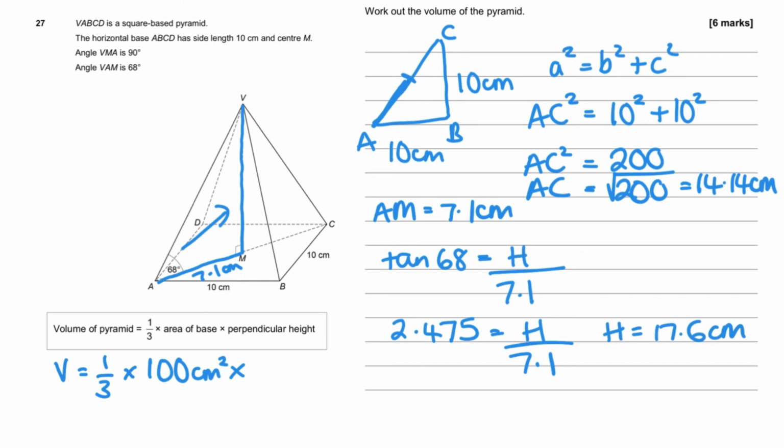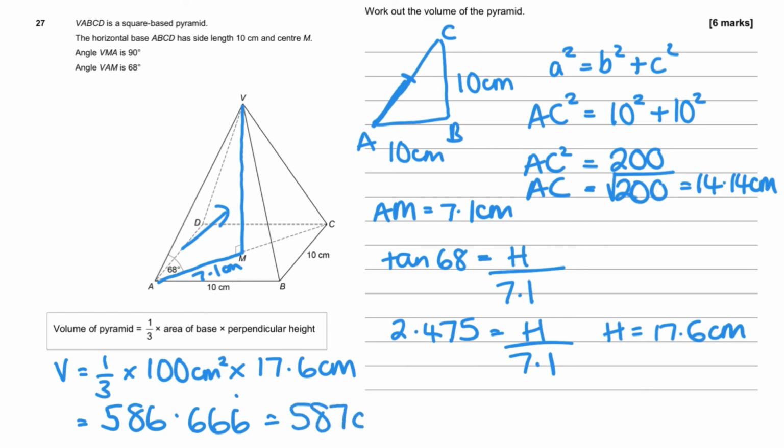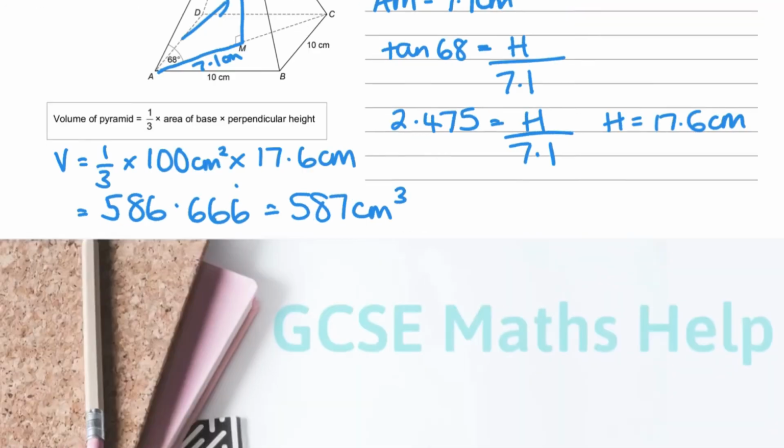So going back to the formula for the volume of the pyramid, we can add in the perpendicular height now. We've got 17.6 centimetres. So the volume is going to be equal to 1/3 times 100 centimetres squared times 17.6 centimetres, which gives us 586.666 recurring, which I'm going to round up to 587 centimetres cubed.